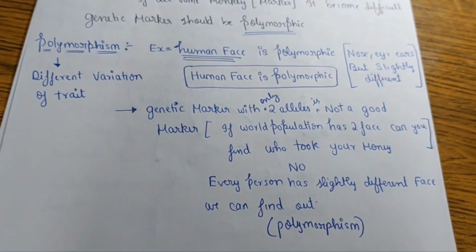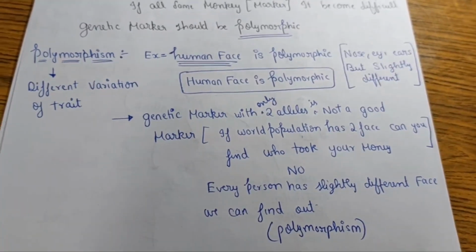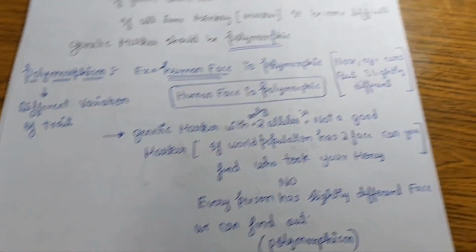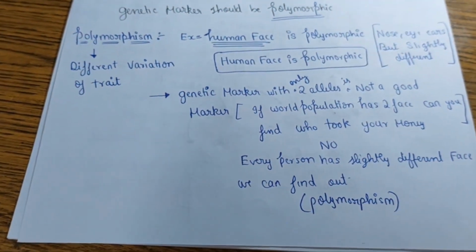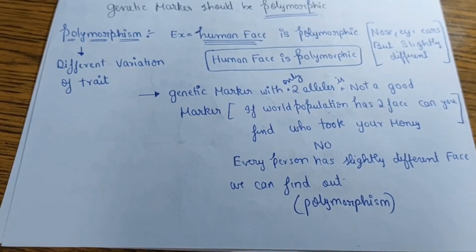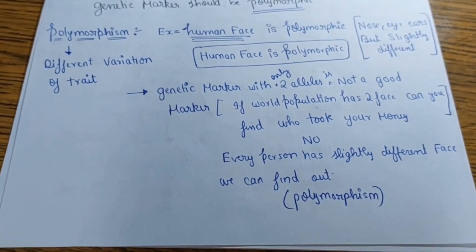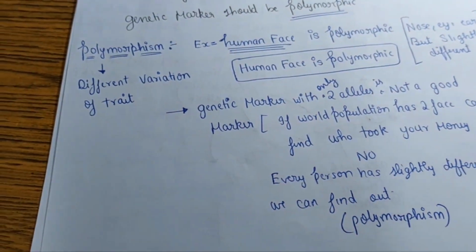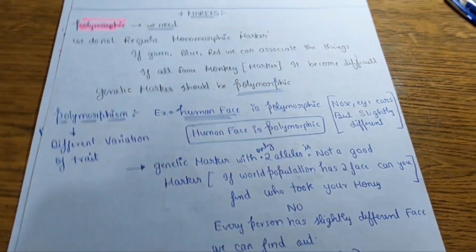So that's the reason. If we have different genetic variations of the genetic marker, different variations, then we can identify the disease easily. Or if every person in the world has slightly different faces, then it is easier to identify who took our money. So this was the concept of polymorphism.